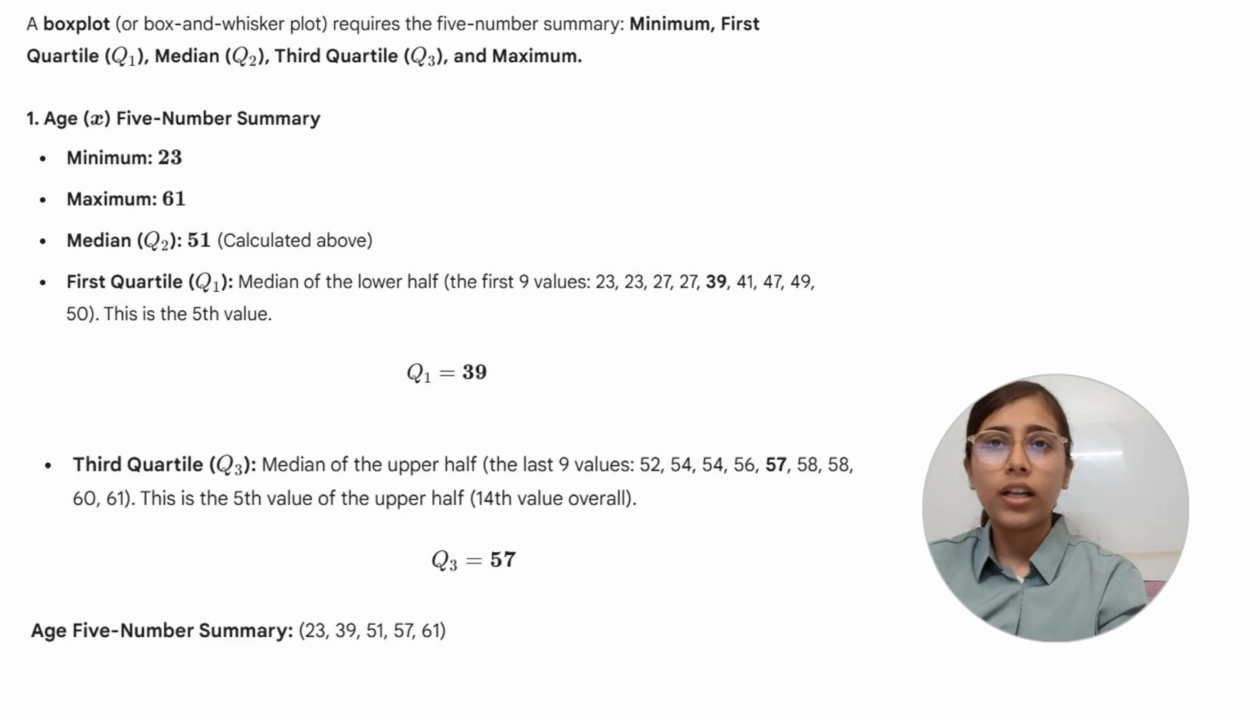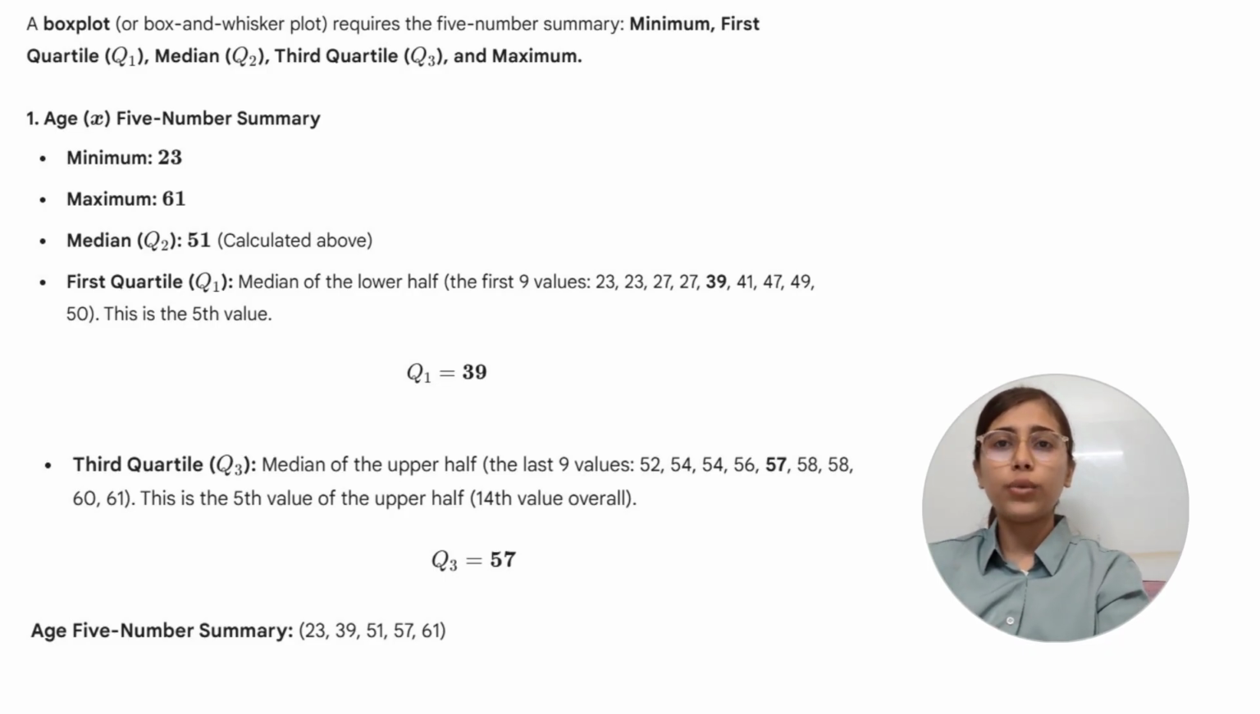Now the first quartile is the median of the lower half, the first 9 values, which contain 23 twice, 27 twice, 39, 41, 47, 49 and 50. So this is the fifth value. The first quartile is the fifth value, which is none other than 39. So the value of Q1 is 39.